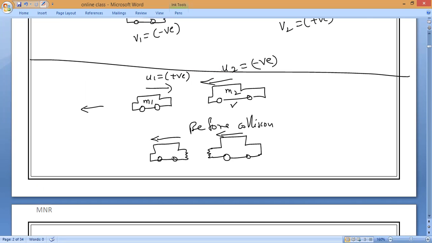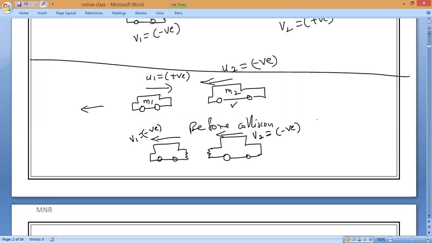Yes, Hari, tell me. Final velocity of this car is minus. Understand? Same direction, correct? Then this car is also what? Both are moving in the same direction. Then final velocity of this car is also minus only. That is what you have to remember.